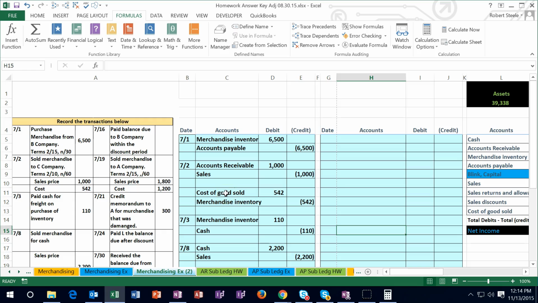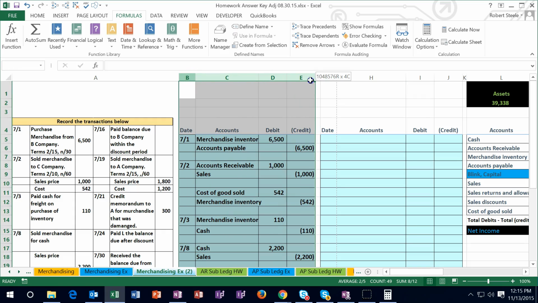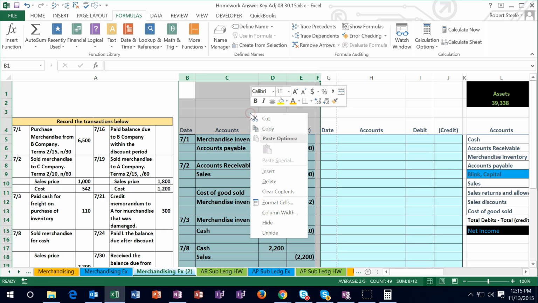If I have a problem with them, I'll have to go back and unhide them, but I think they're okay right now. So I'm going to put my cursor on the B dropdown, left click, scroll over to column F, let go, right click on the selected area, and hide those cells.